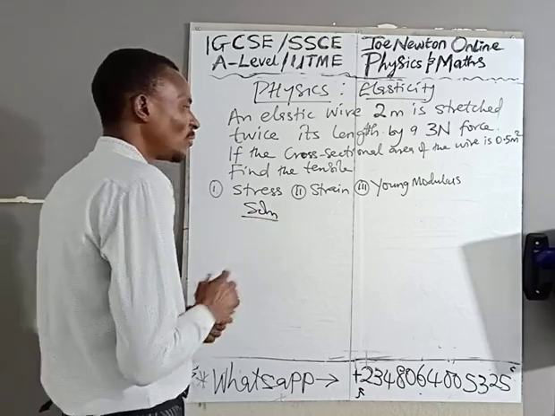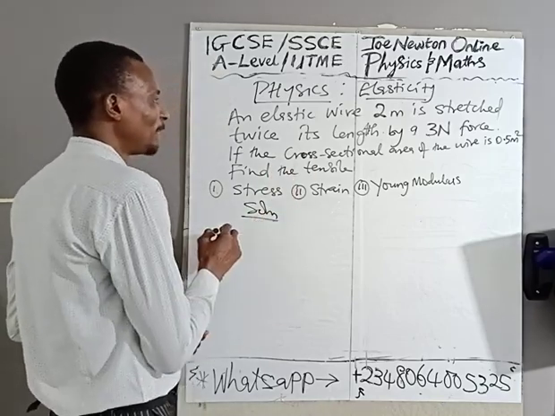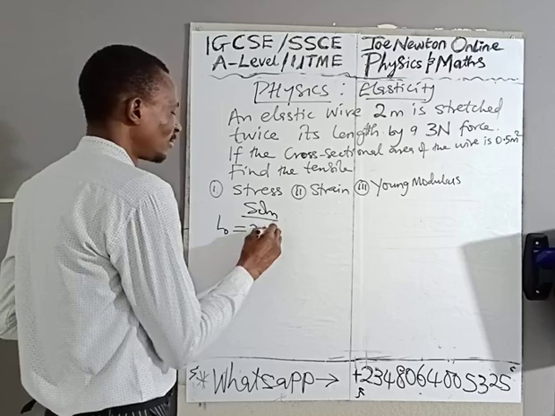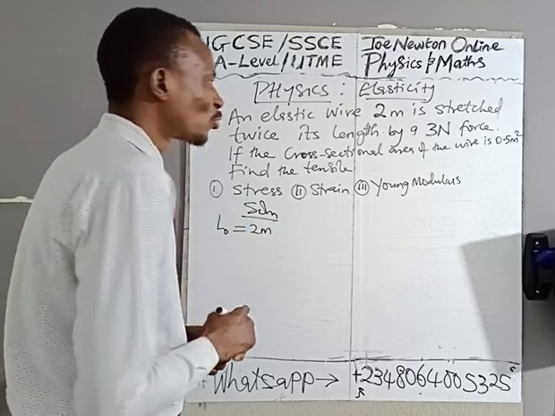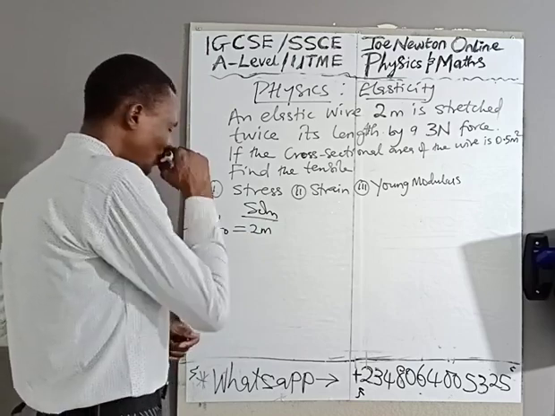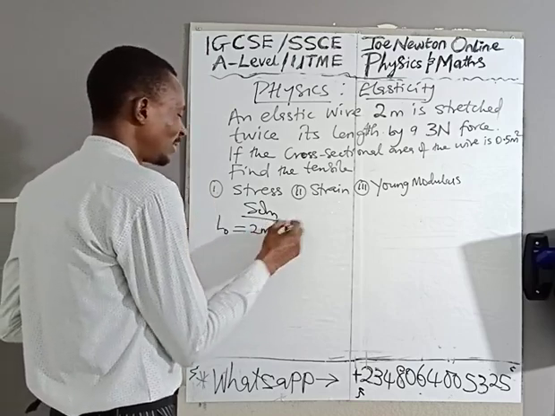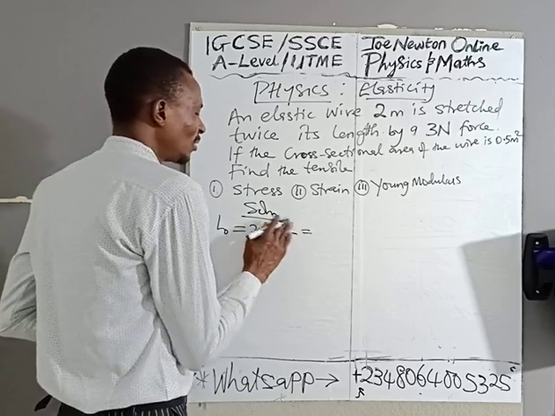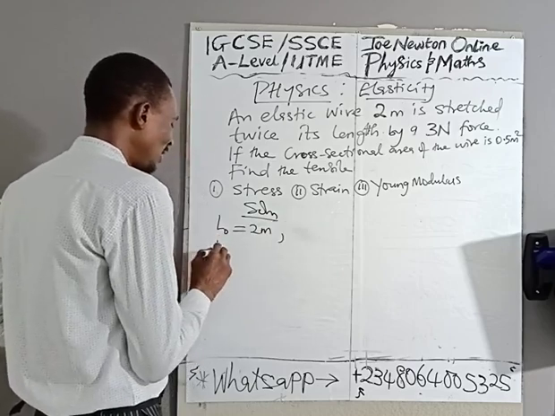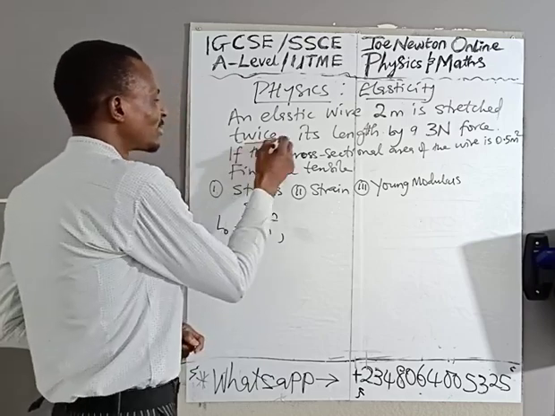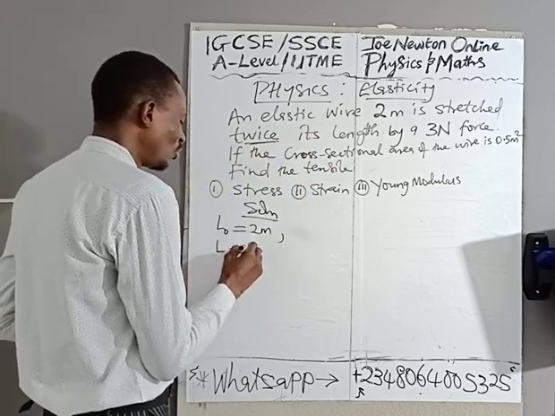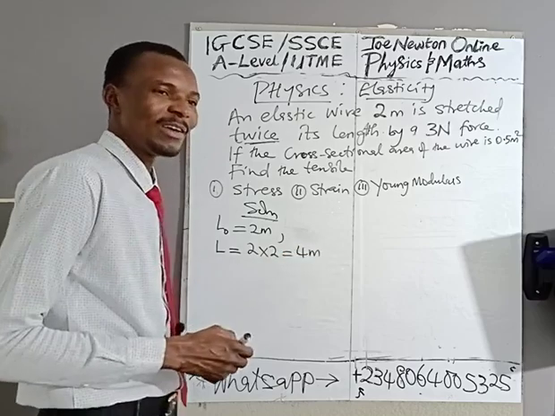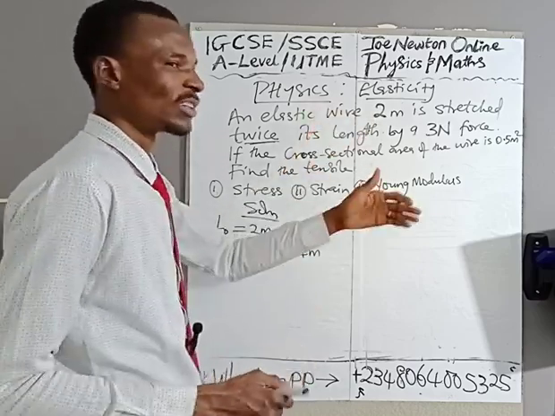In solving this, we recall we are given that the original length of the wire, we call it L0, is 2 meters. And the wire is now stretched to the final length, let's call it L. From the question, the final length L is now equal to twice the original length, which means 2 times 2, which is equal to 4 meters. Do not make a mistake here. That's the final length. It is stretched twice its original length.